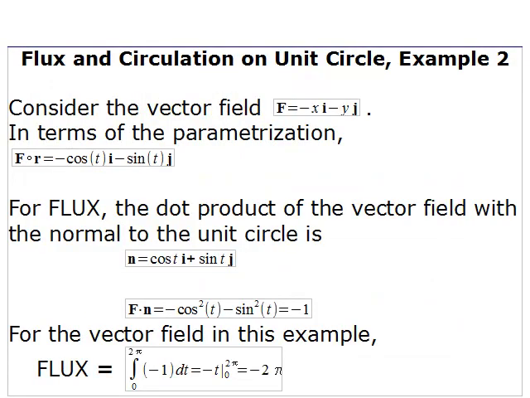Here's the same calculation for another vector field. Let F be minus x in the i, minus y in the j. Same circular path. So when we compose it, this is what we get: minus cosine t in the i, minus sine t in the j. Now to get the flux, we take this and dot it with the normal, and we get a minus 1. Fine, so we can integrate that from 0 to 2 pi and get minus 2 pi.